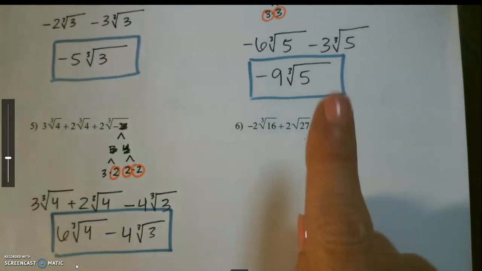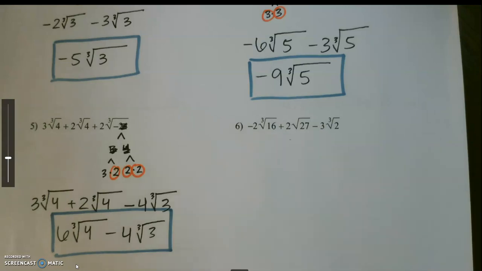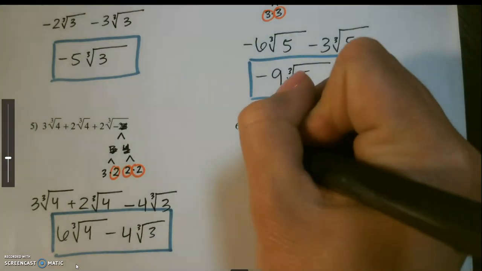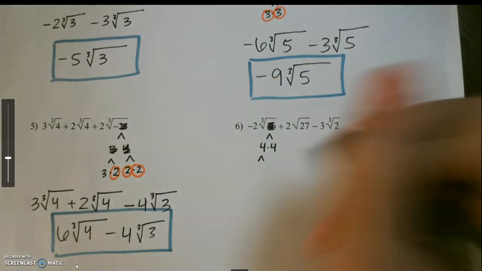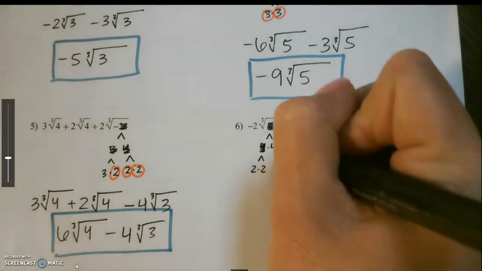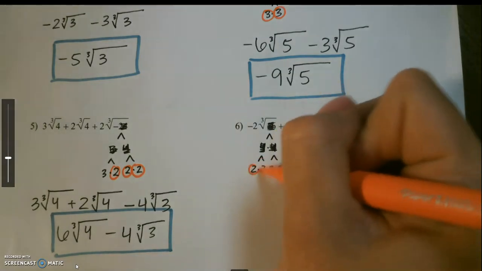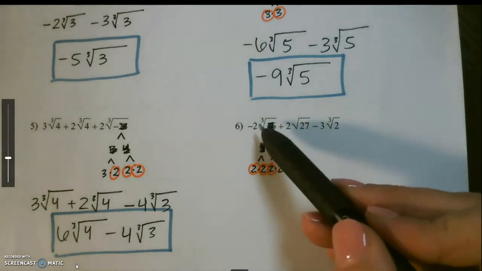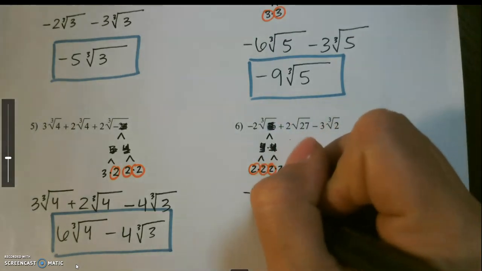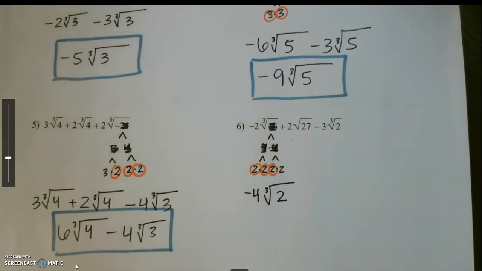Okay, now we need to be very careful as we approach this problem. We have a square root combined with cube roots. Let's start with simplifying this cube root. I could break up the 16 into 4 times 4. I could break up the 4 into 2 times 2. 2 times 2. All right, so I'll bring that 2 to the front. I already have a -2 out here, so -2 times 2 would give us -4, and we would have a 2 left underneath the radical.